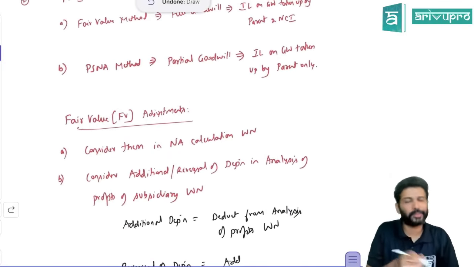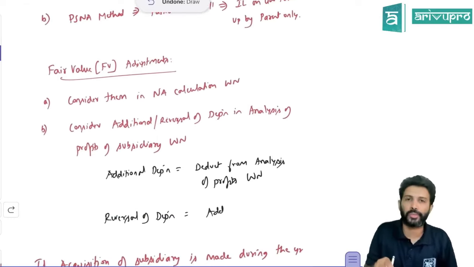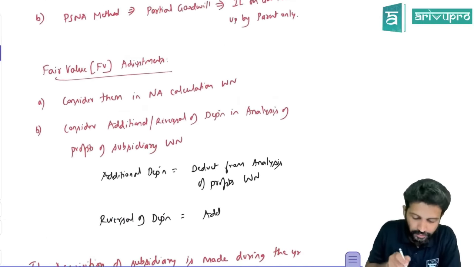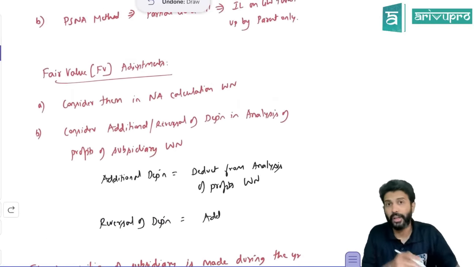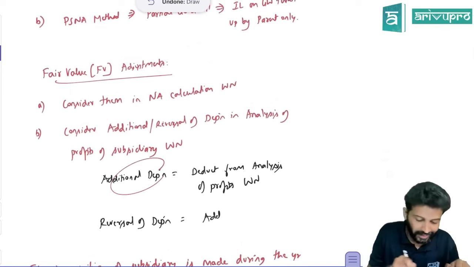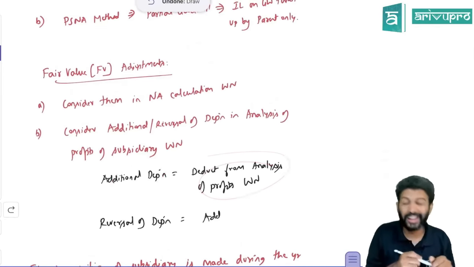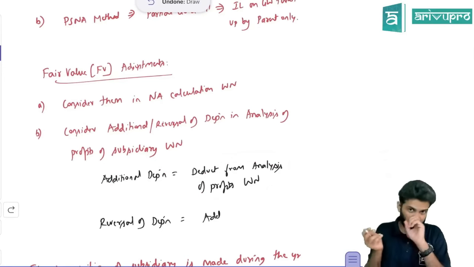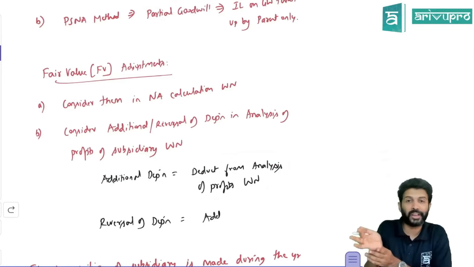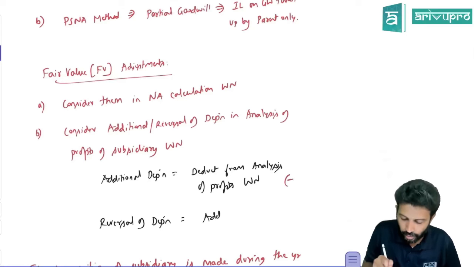Then there are fair value adjustments. We already know, if there are fair value adjustments, what should we do? We have to obviously consider those fair value adjustments in the net assets calculation. But due to this fair value adjustment, you may also get additional depreciation. And additional depreciation you should consider in the analysis of profits working note. We prepared working note number 4, the analysis of profit of the subsidiary. There you need to consider it. Basically, there you need to deduct.